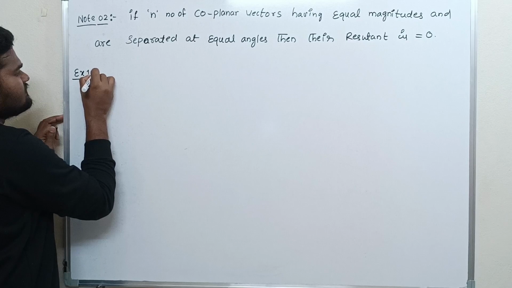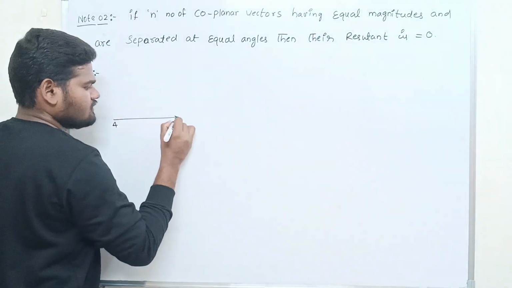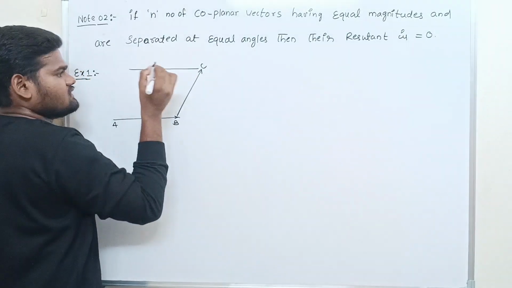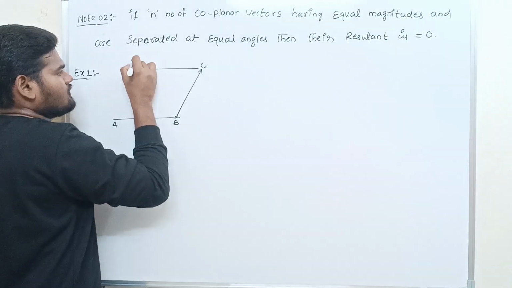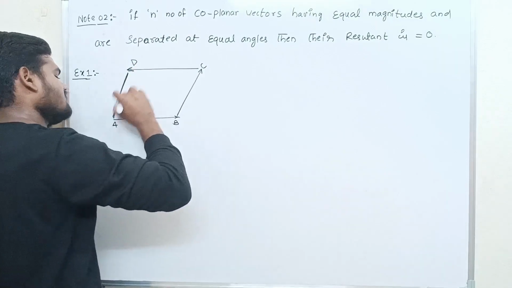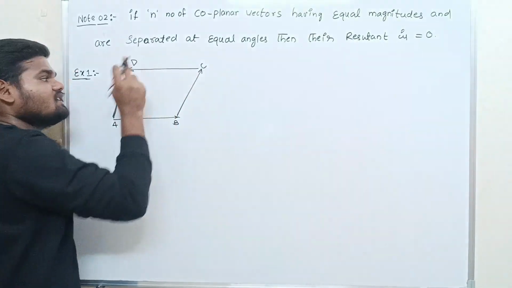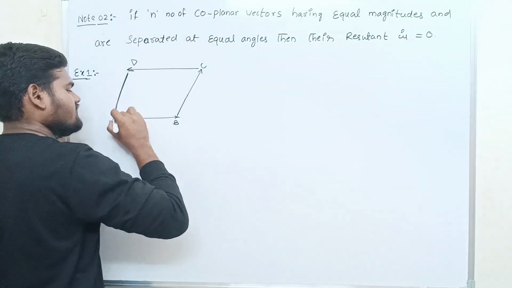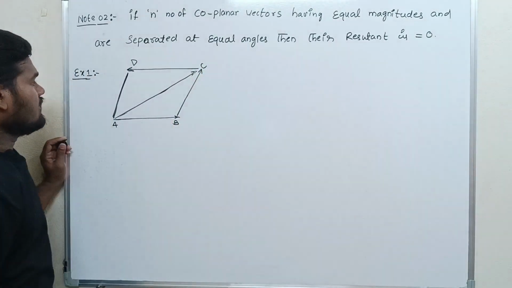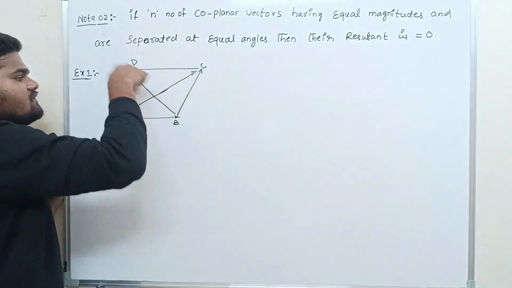Example number 1. Okay, so the diagram is given like this: AB, BC, CD, and AD. This is not a vector, this is a straight line. So AB is a vector, BC is a vector, and CD is a vector. The AC vector is given like this, so this is AC, and the BD vector is also given. So this is BD. These are diagonals.